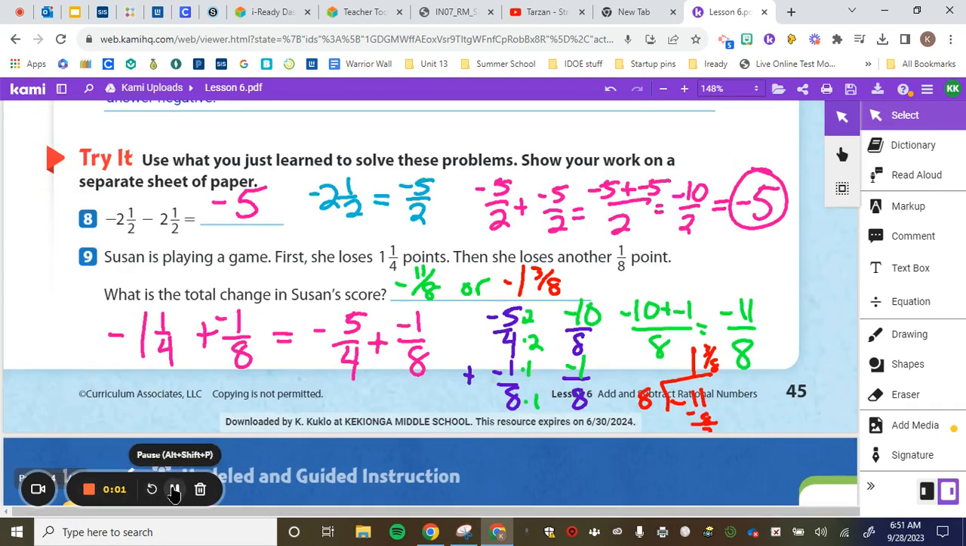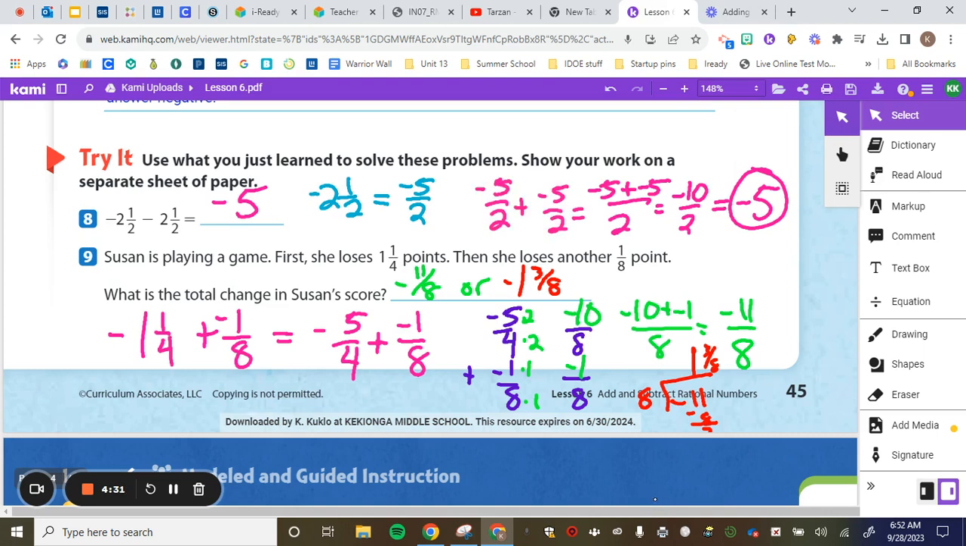For both question 8 and question 9, you had to first turn your mixed number improper. So you do the denominator times the whole number. 2 times 2 is 4, plus 1 is 5. So that is negative 5 over 2. They were the same number, negative 2 and 1/2 and negative 2 and 1/2. So I have negative 2 and 1/2 plus negative 2 and 1/2. I'm sorry, negative 2 and 1/2 is negative 5/2 now. So I have negative 5/2 plus negative 5/2.